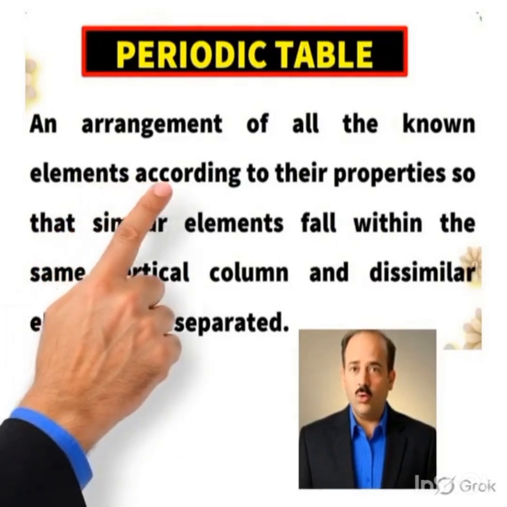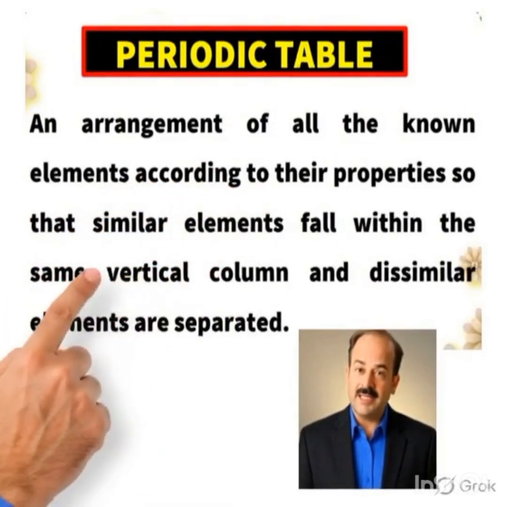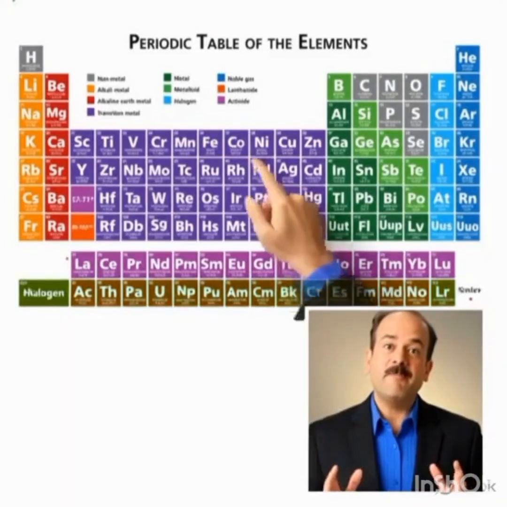An arrangement of all the known elements according to their properties, so that similar elements are in the same vertical column and dissimilar elements are separated. Let us look at the periodic table of elements.